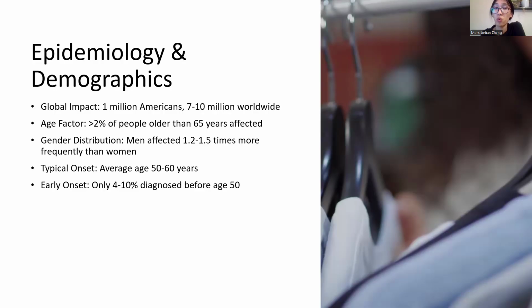Men are affected 1.2 to 1.5 times more frequently than women, though this ratio varies across different regions of the world. So the typical age of onset is between 50 and 60 years old, making this primarily a condition of later life. However, early onset cases do occur, though they represent only 4 to 10% of all diagnoses and affect people under 50 years of age.